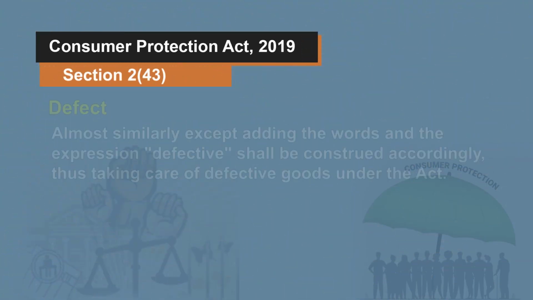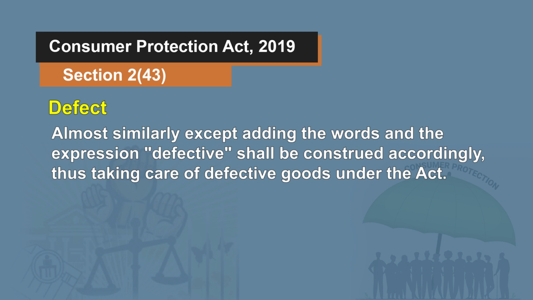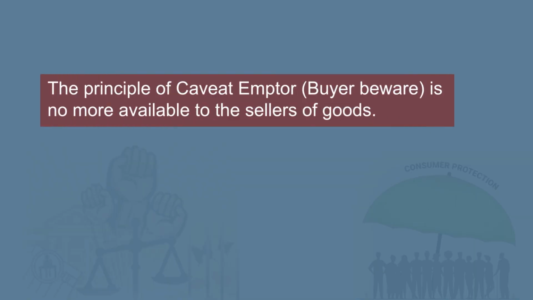The new act defined it almost similarly except adding the words and the expression defective shall be construed accordingly, thus taking care of defective goods under the act. The defect in any goods can be determined with reference to the facts and circumstances of the case. Whenever the goods purchased are of inferior quality or insufficient quantity or impure or substandard, the consumer can approach the appropriate consumer commission seeking a relief. The principle of caveat emptor, that is buyer beware, is no more available to the sellers of goods.